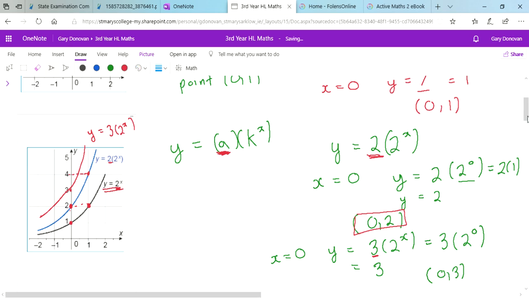So really, all y values, or output values, are multiplied.